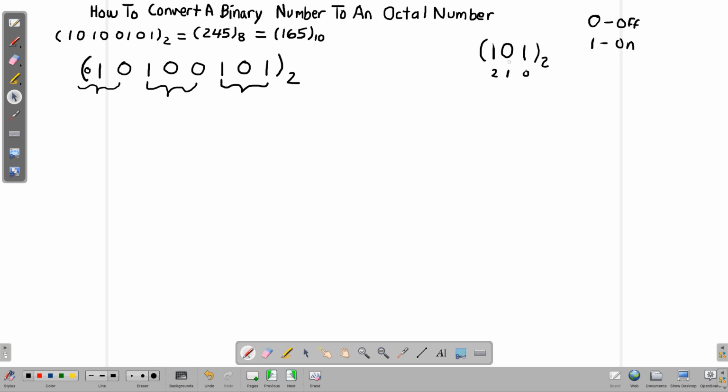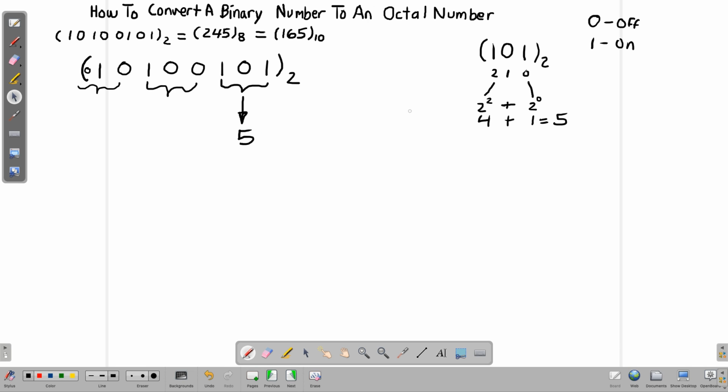Alright, so for the value 101, the two digits that are on are these. So this position is saying 1 times 2 to the 0th power, and we want to add that to 2 to the 2nd power. So this gives us 4 plus 1 equals 5. And so this group of binary digits represents the value 5. And that'll be an octal.